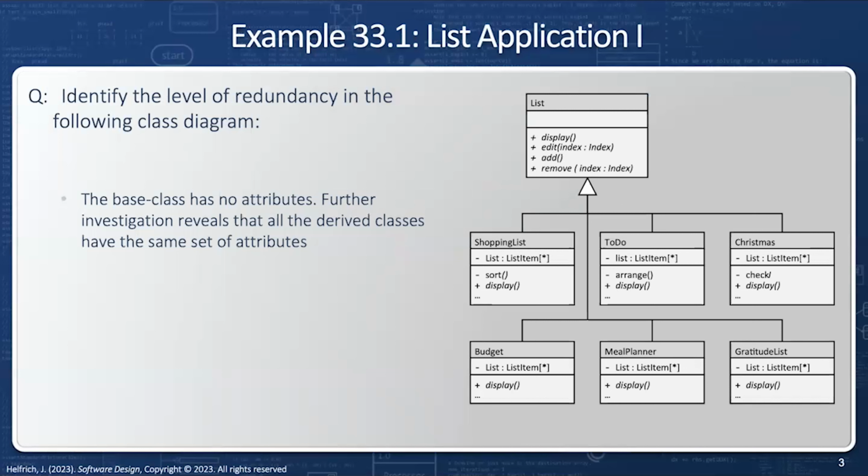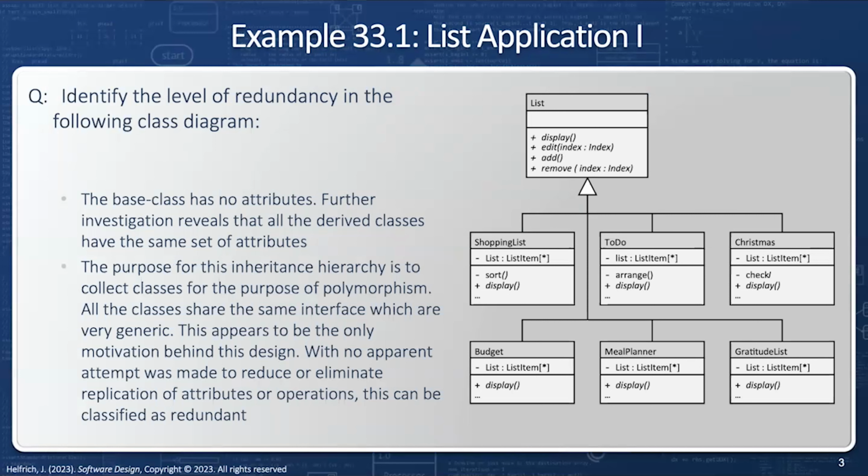Further investigation reveals that all the derived classes have the same attribute. The purpose for this inheritance hierarchy is to collect classes for the purpose of polymorphism, yes, but the classes share the same interfaces, which are very, very generic, and this appears to be only motivated behind design. There is no apparent attempt made to reduce or eliminate redundancy. So therefore, this is redundant. We can clearly do better.